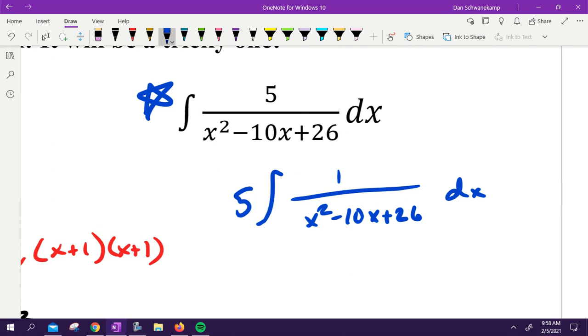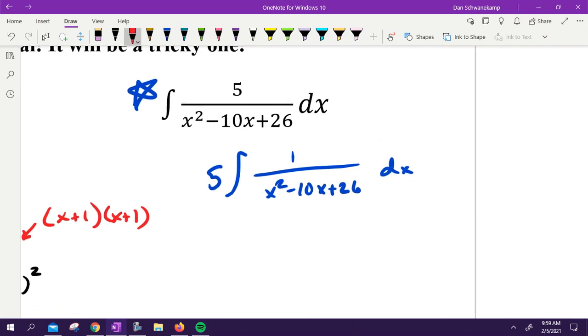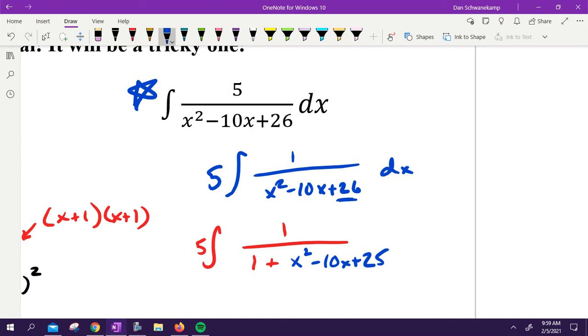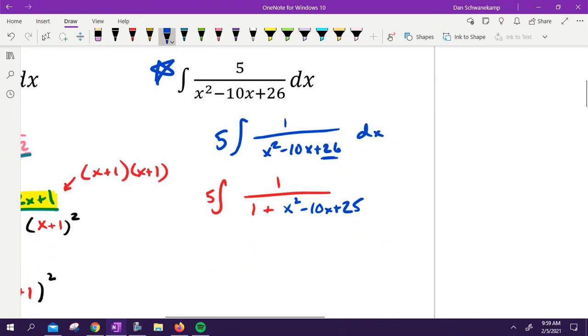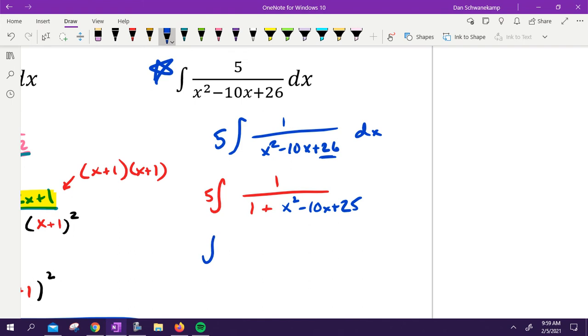No square root, so I'm not thinking arcsine. So then my next thought is arctangent. Okay, is this an arctangent problem? If it is arctangent, I'm going to be able to rewrite it as 1 plus something squared. Okay, and that something is going to come from x squared minus 10x plus 25, because I'm just taking a 1 there and writing it out in front. Everybody with me to there? Then we're going to try and rewrite the rest. So we've got a 5. We've got 1 over 1 plus something squared.